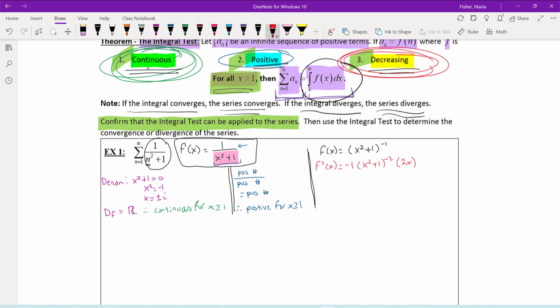Let's rewrite it without the negative exponent. We get f prime of x is equal to negative 2x over x squared plus 1 squared. Now the denominator is always positive. Why is it always positive? We're squaring it, and so we know we're going to get a positive number all the time. What about the numerator? Well, the numerator is going to be negative for x's greater than or equal to 1.